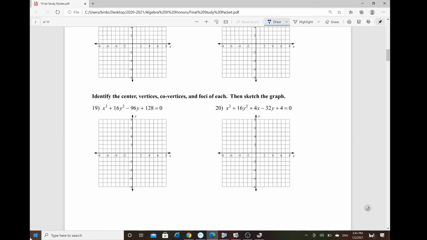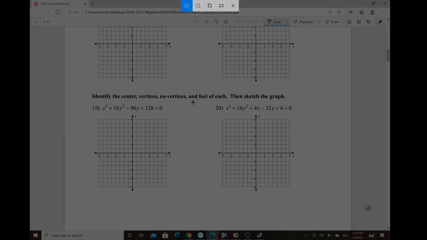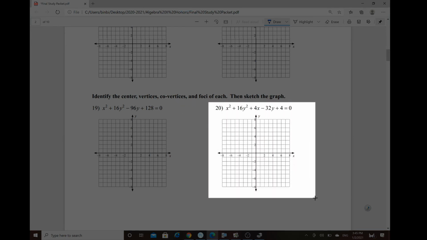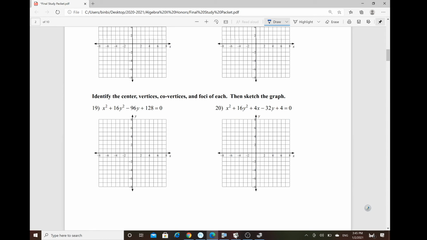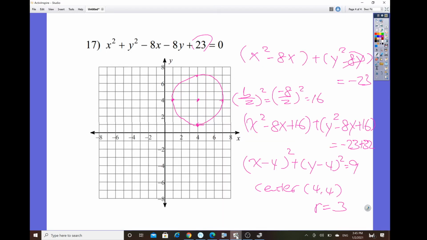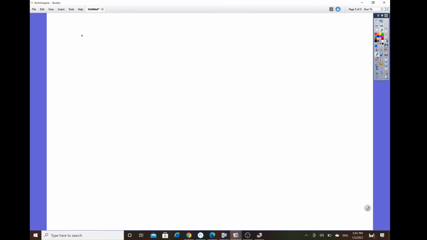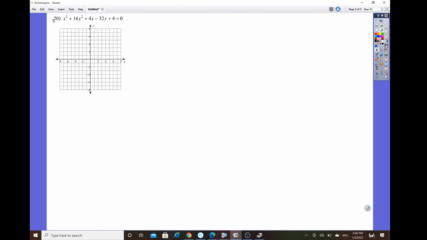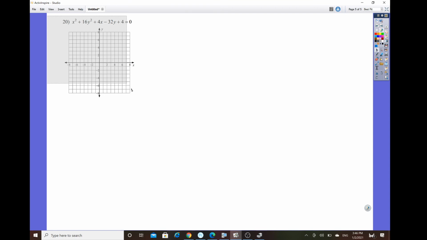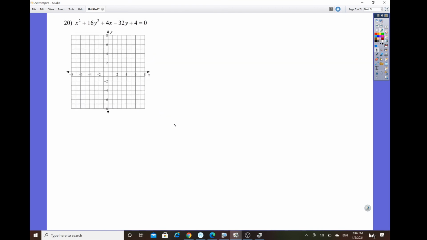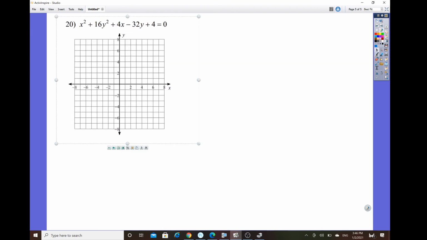Okay, so let's take a look at number 19 or 20. They're quite similar, so let's do one of those. Okay, let's do 20. Again, copy and paste. So the first thing that you want to do, just like what we did with the circle, is group those like terms and then complete the square so we can factor it. I just want to make this a little bit bigger. Okay, so group the like terms.